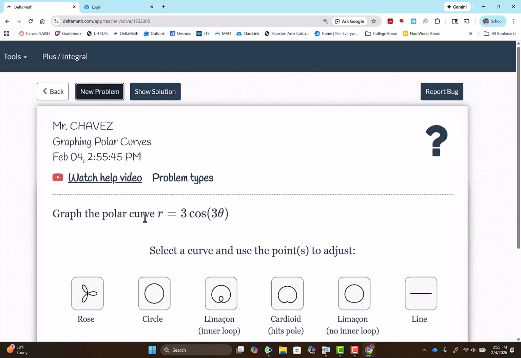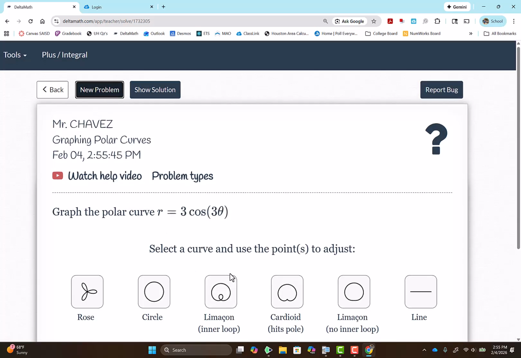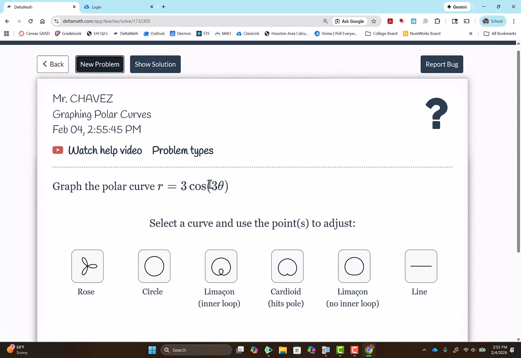That's a circle. Okay, look at this. You see that 3 theta? That 3 theta means I'm going to have a rose. If it had been 3 cosine theta, I'd have a circle. But as soon as you introduce a coefficient in front of that theta, you're going to have a rose. If it's an odd number, that's how many petals you're going to have. If it's an even number, you double it for the number of petals.